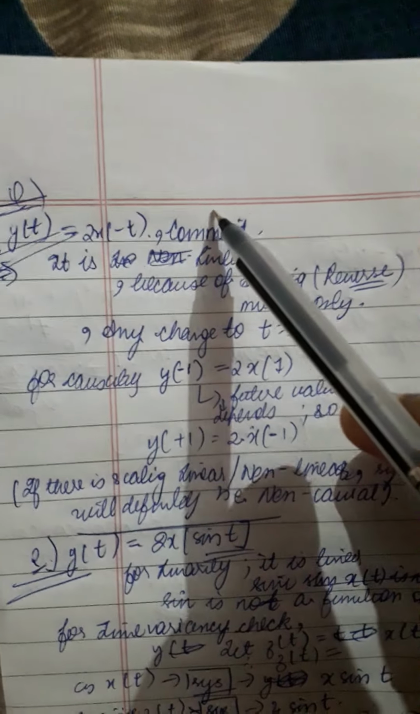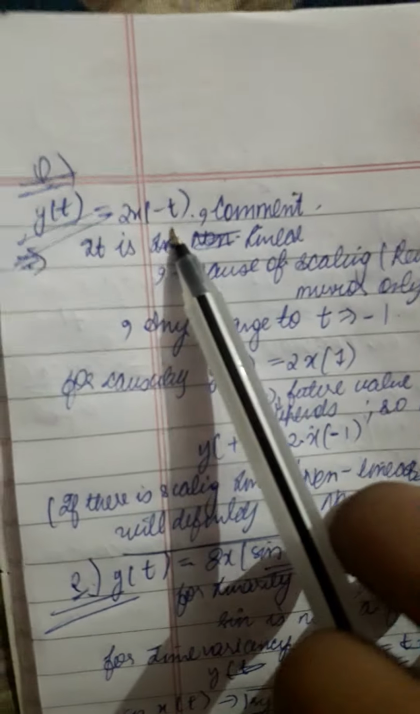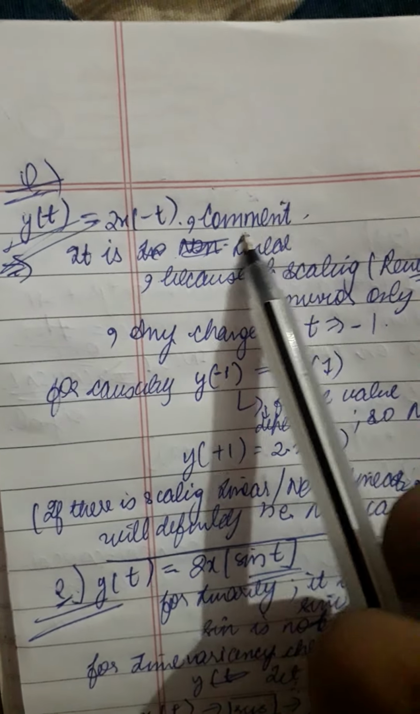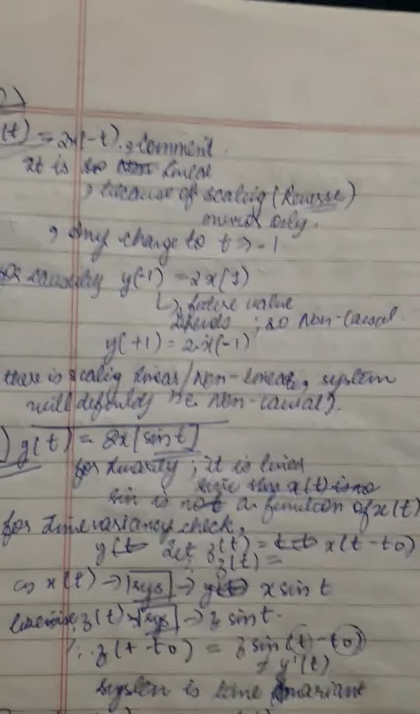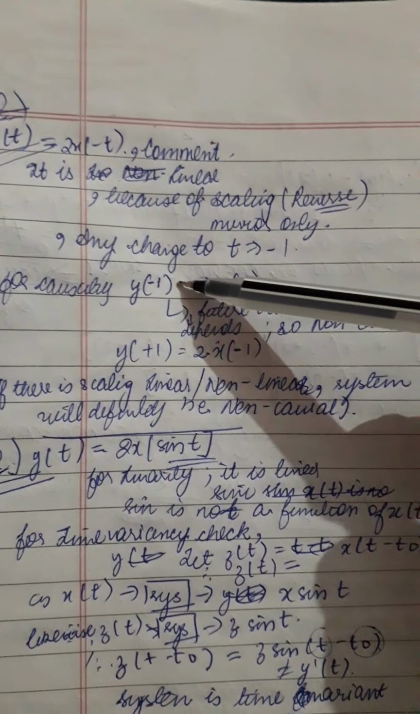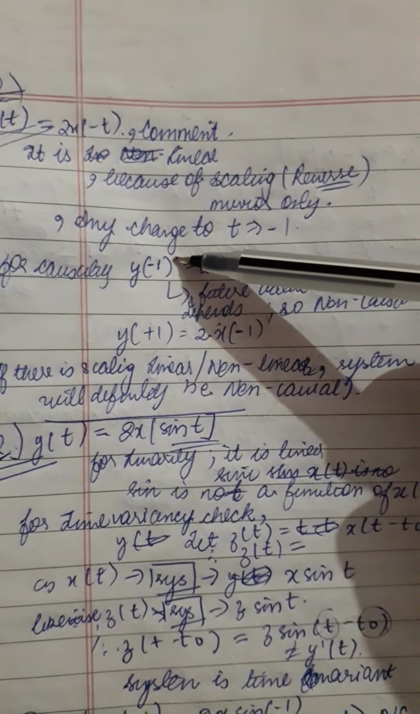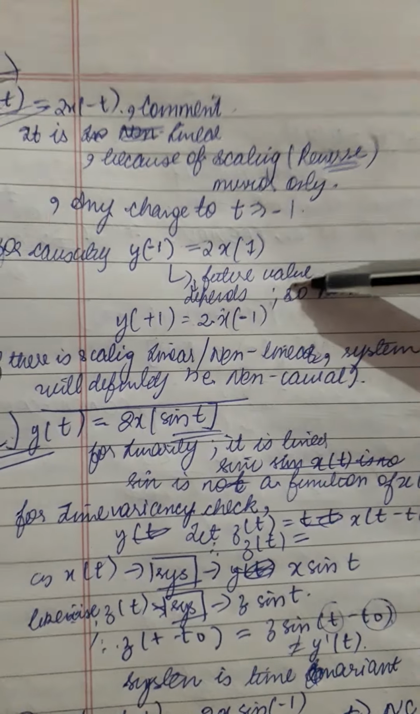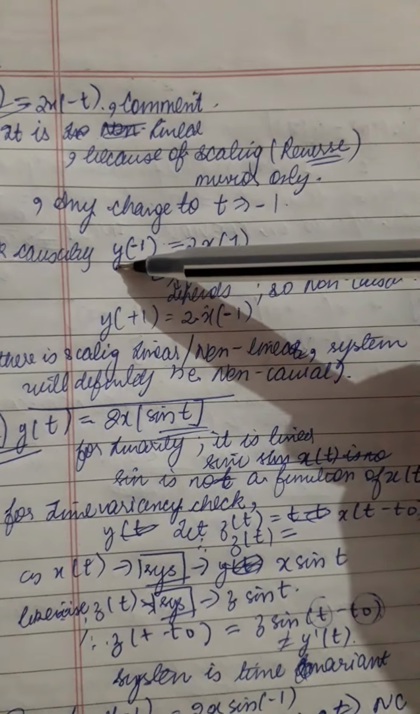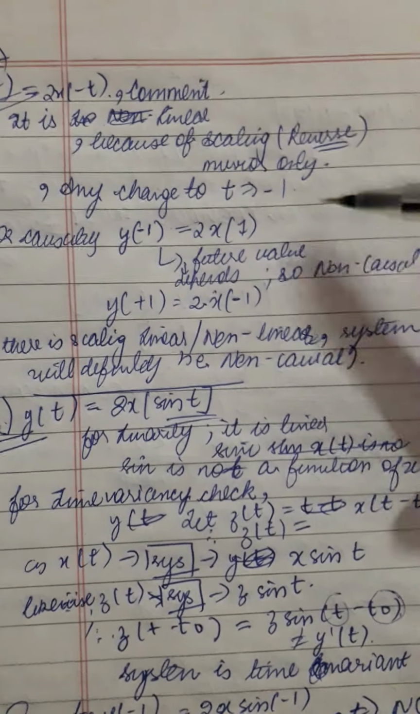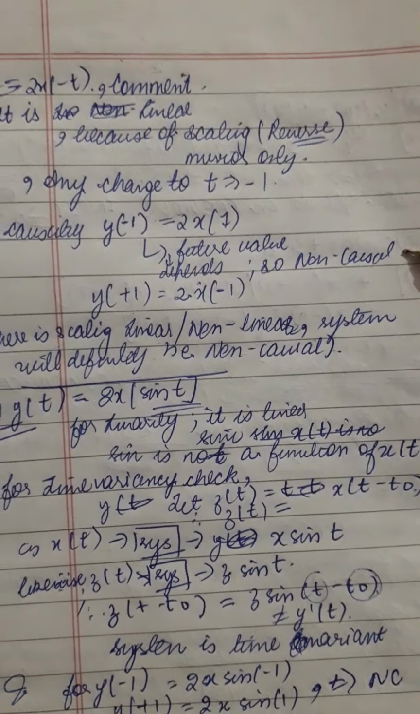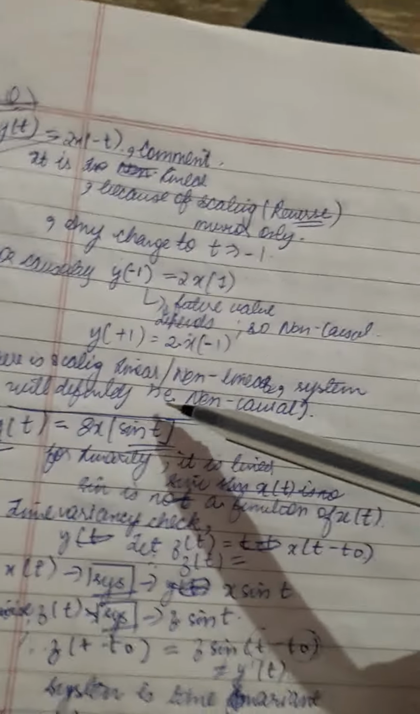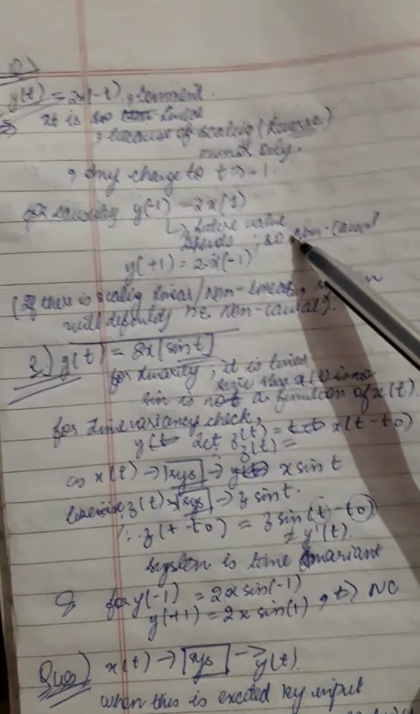Now we are taking the next equation, y of t is equal to 2 of x of minus t. This is another set of signal equation. We need to comment on the linearity, time variancy, and the causality. For causality, we are taking values at positive and negative intervals. So for the negative interval at t is equal to minus 1, using this, 2x of minus 1 into minus 1 plus 1. So for the previous value we are getting the future value, as t is equal to minus 1 comes before t is equal to plus 1. So the future value depends on it, so it is non-causal. Simply we can say that the system is non-causal. We do not need to worry about it.